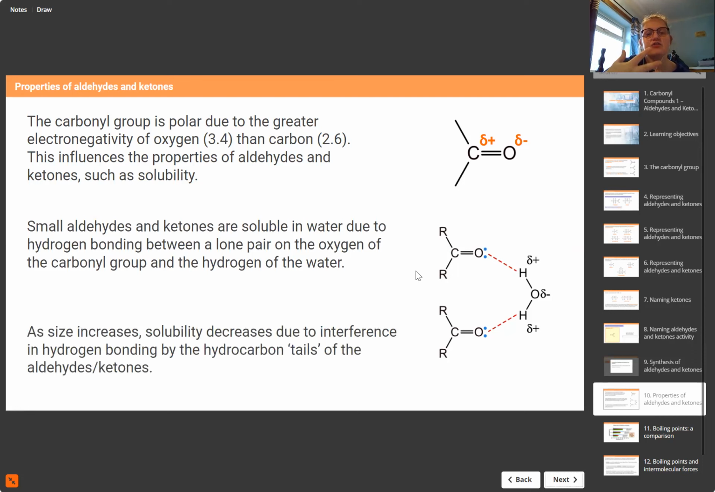However, as the size of our aldehydes and ketones increases, our solubility actually decreases, and that's because of the interference in hydrogen bonding by the hydrocarbon tails of our aldehydes and ketones. So we've got some shielding going on, so there's interference there.